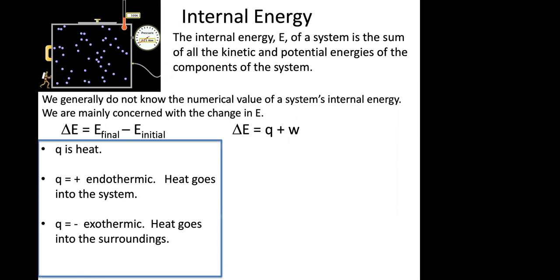When Q is positive, we describe that as being endothermic. Heat is going into the system from the surroundings. When Q is negative, we describe that as exothermic. Heat is going from the system into the surroundings. This back and forth between the system and the surroundings, that's what the sign is telling us. Positive means heat is going into the system. Negative means it's leaving the system going into the surroundings.